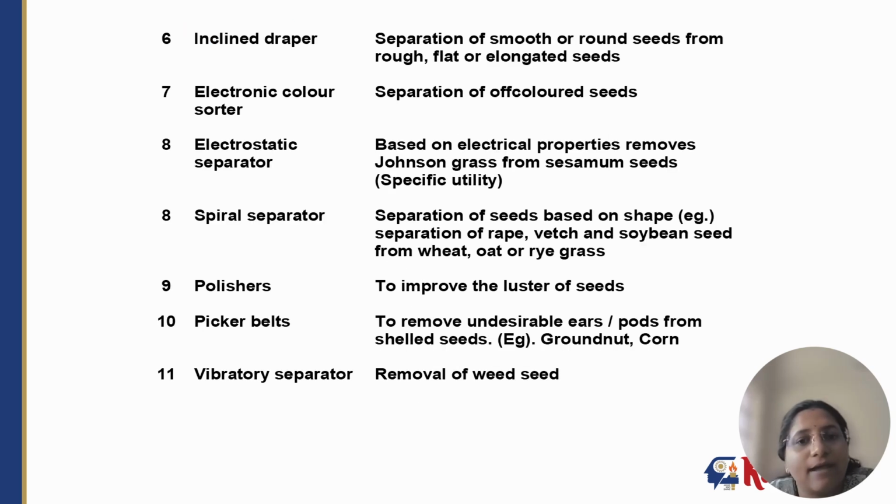The inclined draper separates smooth or round seeds from rough, flat or elongated seeds. The electronic color sorter separates off-colored seeds. The electrostatic separator, based on electrical properties, removes Johnson grass from sesame seeds. The spiral separator separates seeds based on shape. The polishers improve the luster of the seeds. The picker belts remove undesirable ears or parts from the shelled seeds. The vibrator separator removes weed seeds.